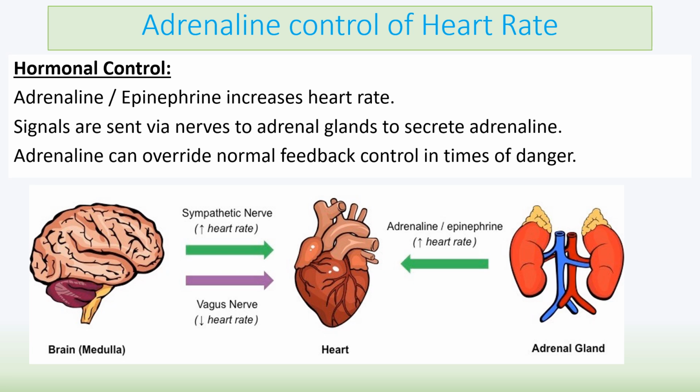The heart rate can also be controlled by hormones, and the hormone adrenaline, also known as epinephrine, will increase the heart rate. And when you need to release this, signals are sent via the nerves to the adrenal gland to release the adrenaline. Adrenaline can actually override most feedback mechanisms and speed up your heart rate much quicker than even nerve impulses.